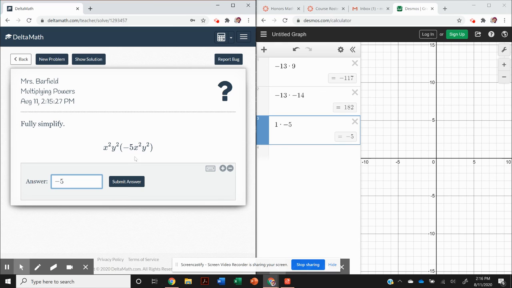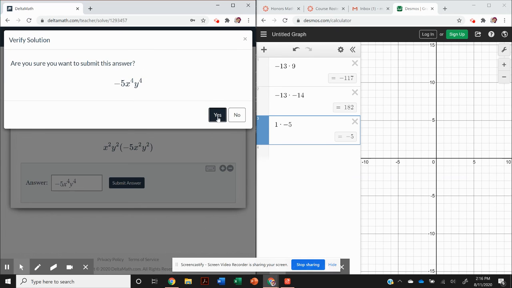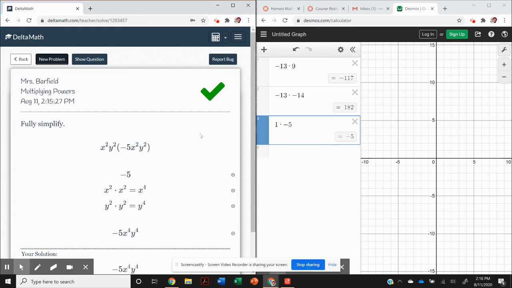All right, x. Oh, fantastic. So I have an x squared here and I have an x squared here. So I'm going to add 2 plus 2. So I get x to the fourth. And then y, I got 2 plus 2. So y to the fourth. Submit my answer. All right, so there is a few more examples on multiplying powers.